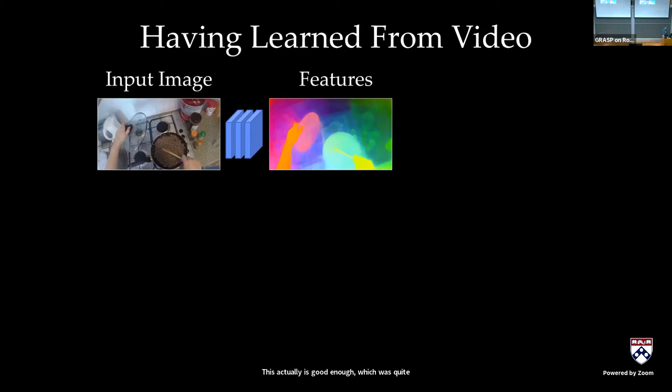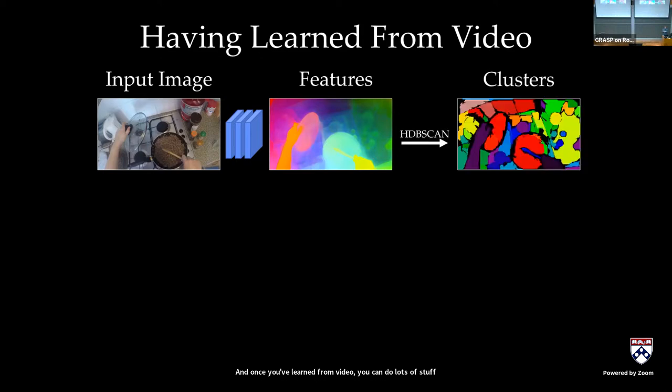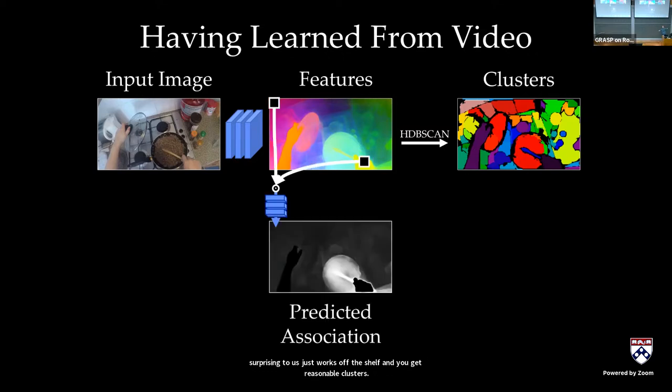And once you've learned from video, you can do lots of stuff. So you can actually cluster the features, and you can use standard clustering techniques, which is very surprising to us. It just works off the shelf, and you get reasonable clusters. You can also take the pixel, and you can take all the other pixels, and you can ask, does this hand and this object move together, essentially? And you get outputs of the predicted association, which works quite nicely.